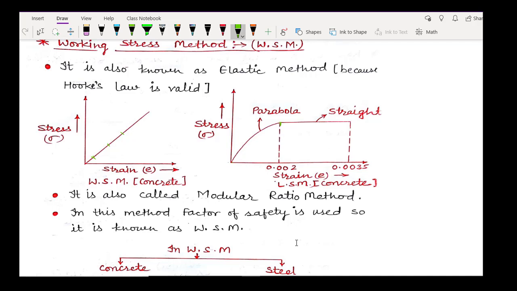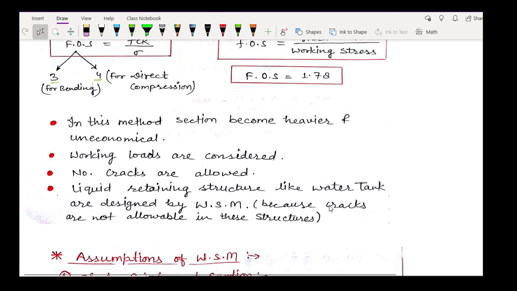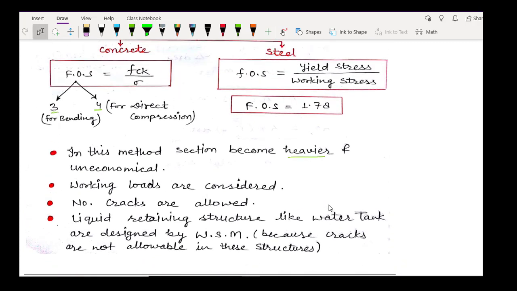We have already discussed that it is also known as modular ratio method because it can't be solved without knowing the value of modular ratio, that is small m. Also the factor of safety used here is 3 for beams and 4 for columns or direct compression. In this method the section becomes heavier and uneconomical because load considerations are much higher as compared to LSM. So the section becomes heavier and much material is used, so it becomes uneconomical, means the cost is high. Working loads are considered here.